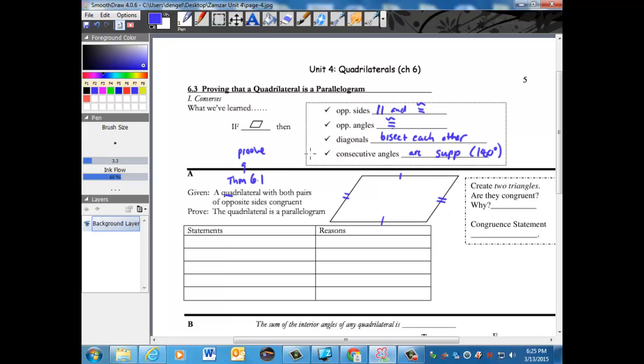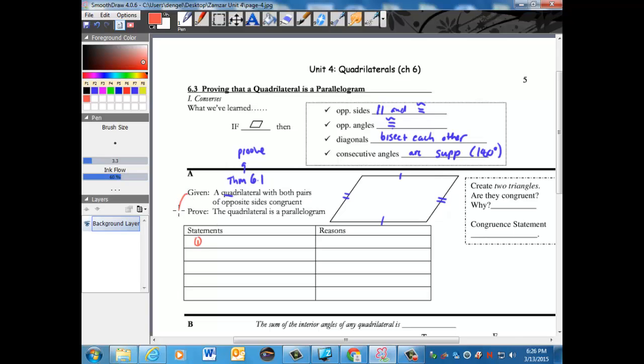But the trick on this is we can't use opposite sides are each congruent. We have to either use opposite sides are parallel, opposite angles are congruent, diagonals will bisect each other, or consecutive angles are supplementary. But anyway, so that's our challenge. And really, you would have no idea how to do this. Okay, so let's just learn together.